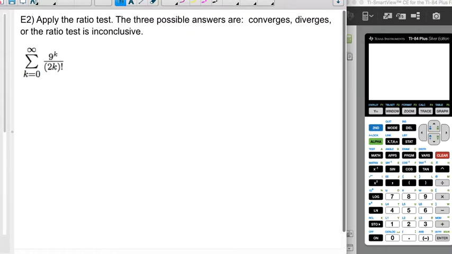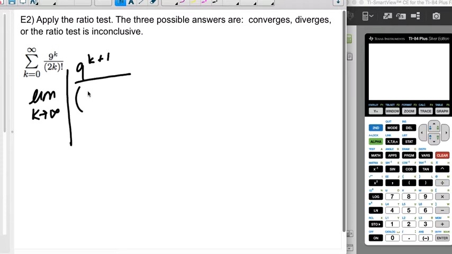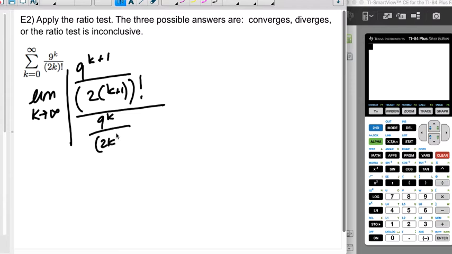All right, let's go ahead and try the ratio test again. So the limit as k approaches infinity of my k plus 1 term will be 9 to the k plus 1 over, and this one's a little bit tricky, 2 times k plus 1, all inside the factorial. On the bottom, I have 9 to the k over 2k quantity factorial. You can't make that a 2 factorial times a k factorial. That's not how factorials work.